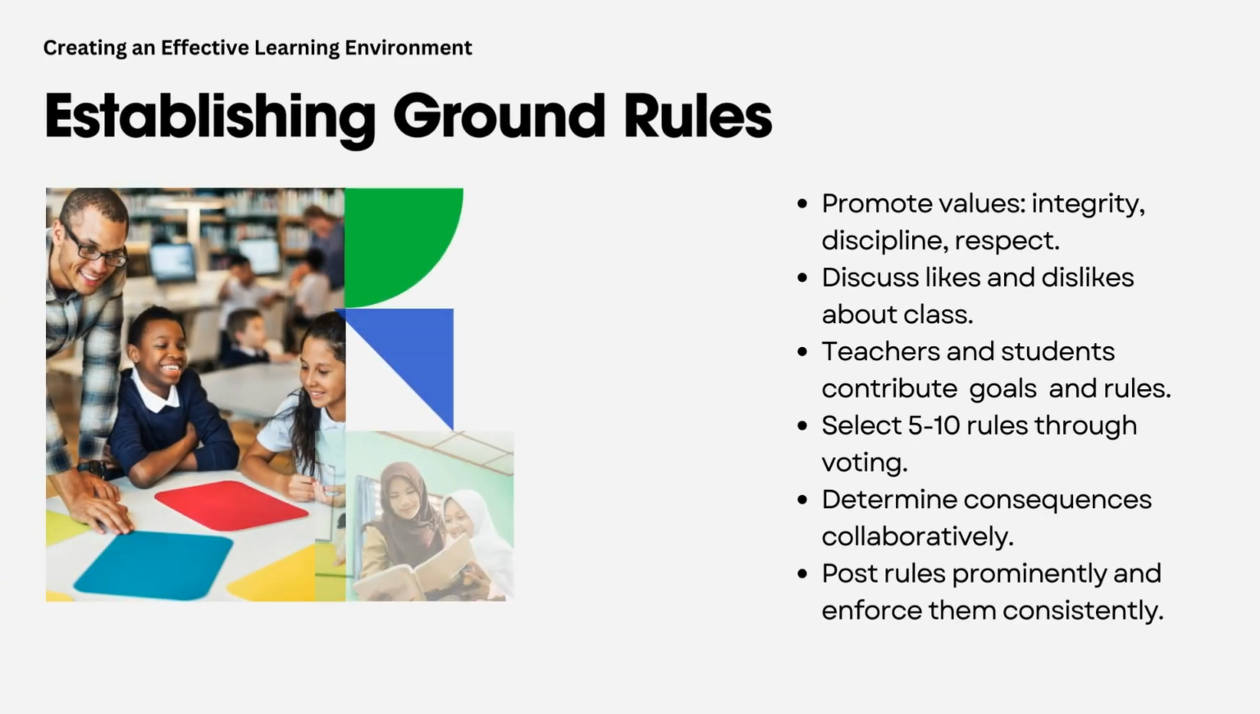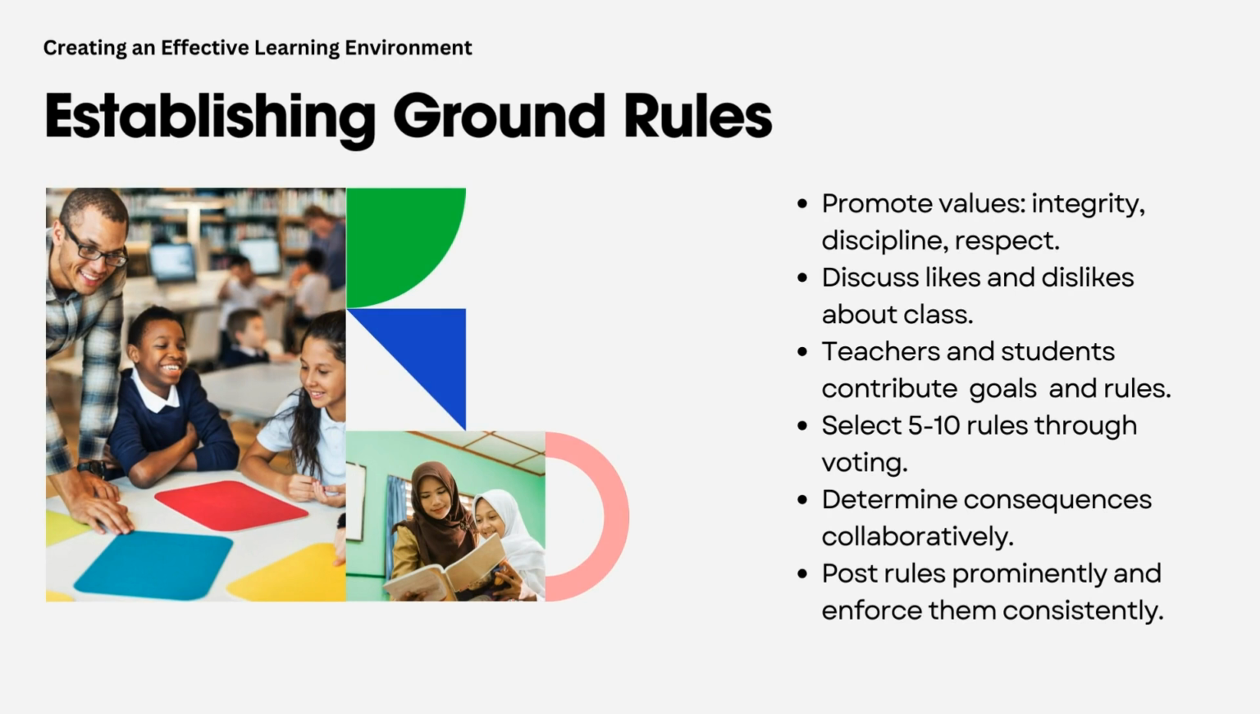Start by establishing ground rules that promote moral values such as integrity, discipline, and respect. Engage students in discussing their likes and dislikes about class attendance and make a visible list. Teachers should contribute goals and expectations, while students add roles and goals they find important. Through voting, select 5 to 10 roles aligned with the set goals.